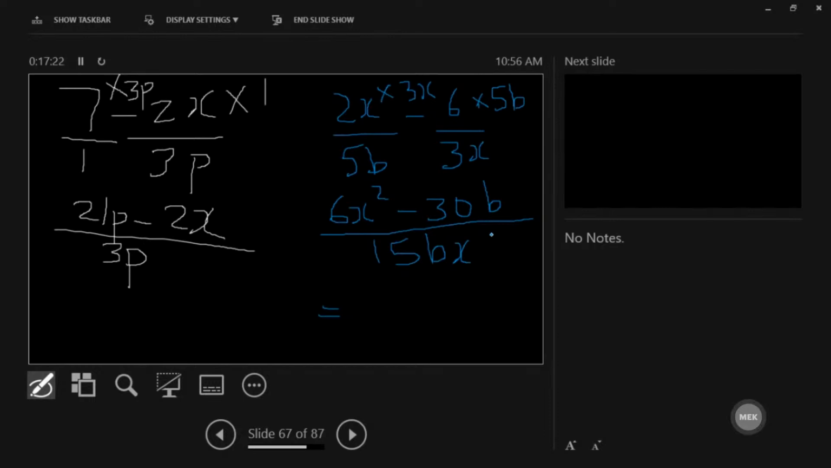All right, so this can be simplified. We can divide each term by 3. So we'll be left with 2x squared minus 10b over 5bx. So in this case, we can use 3 to cancel because 3 can go into the negative 30, it can go into the 15, it can go into 6. All 3 of the terms, 3 can go into, so we can use 3 to simplify.